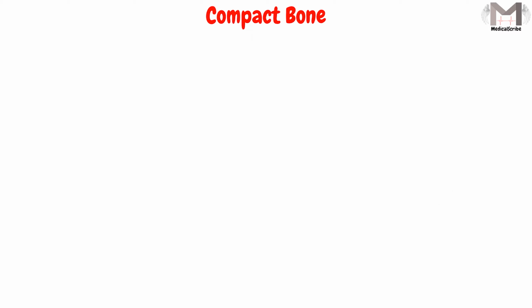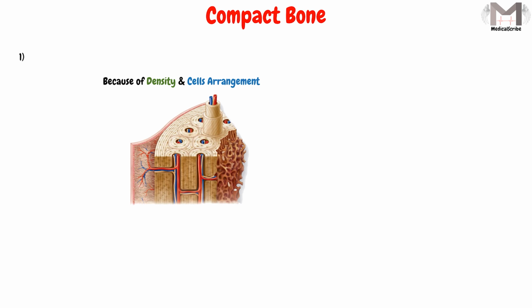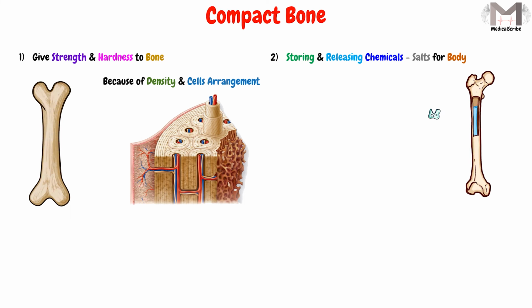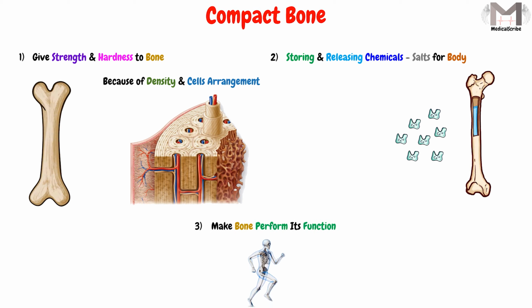Lastly, in today's video, let's know some roles of this cortical bone. The first role is that because of its density and its cell arrangement, it gives strength and hardness to the bone. The second role is storing and releasing chemicals and salts for the body, like calcium. And the last one is to make the bone perform its function in the best way and as required. So that was all I have about the cortical bone or the compact bone.